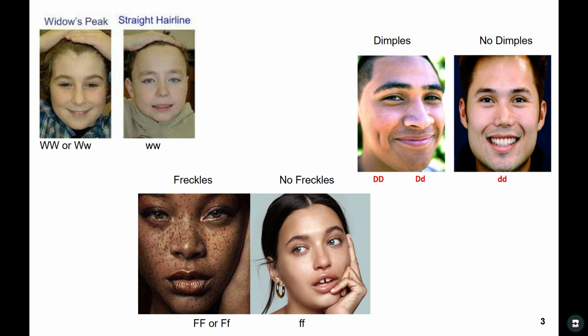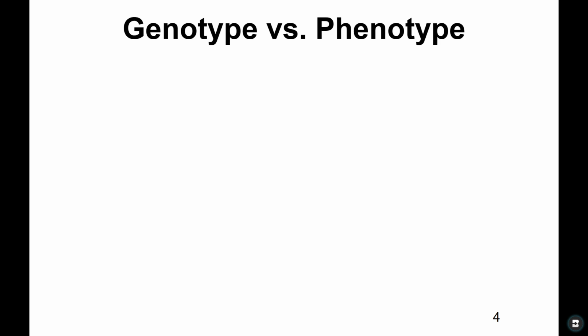Top right, you'll see dimples versus no dimples. No dimples is recessive. Having dimples is dominant. You can have it with one of two genotypes, two uppercase D's or uppercase D, lowercase d. And then again, freckles, as we indicated on the last slide. Not having freckles is recessive, so you have to have two recessive copies, one from each parent, in order to not have freckles. All right, moving on.